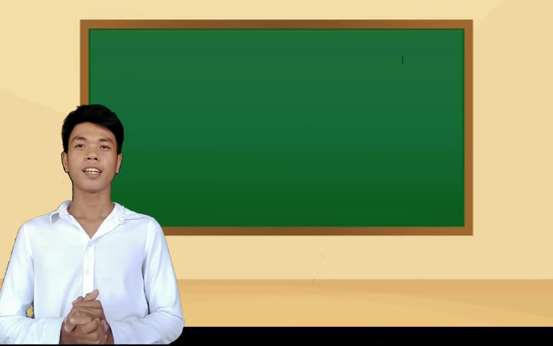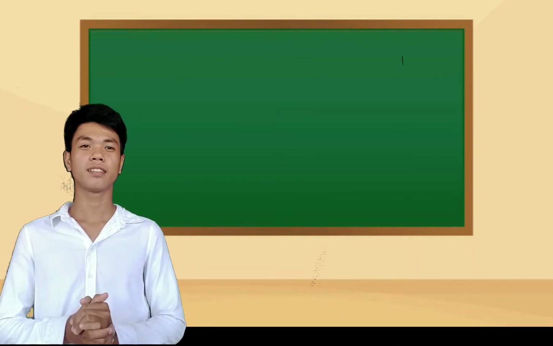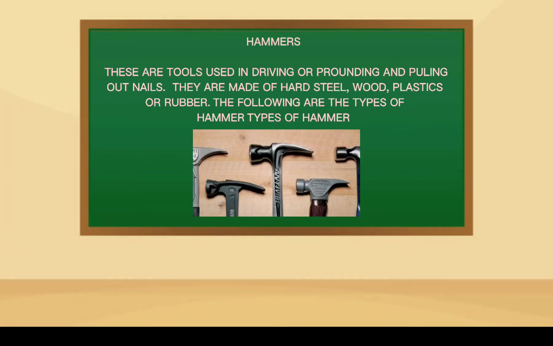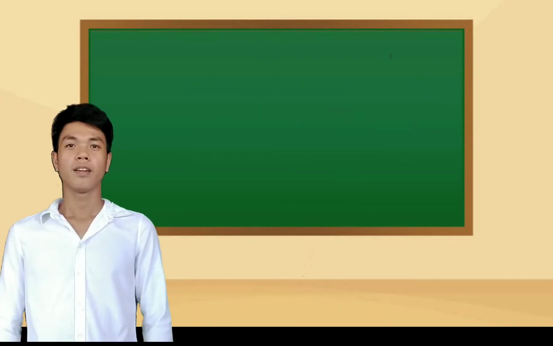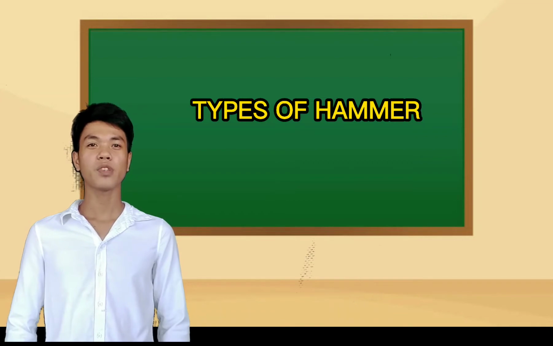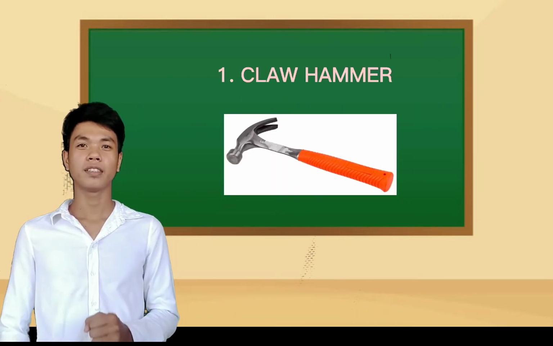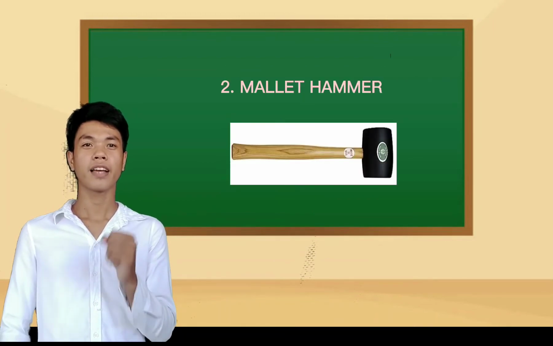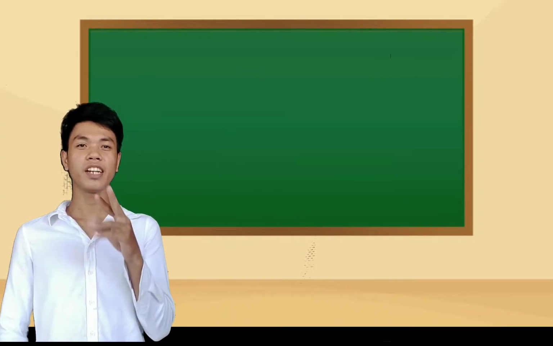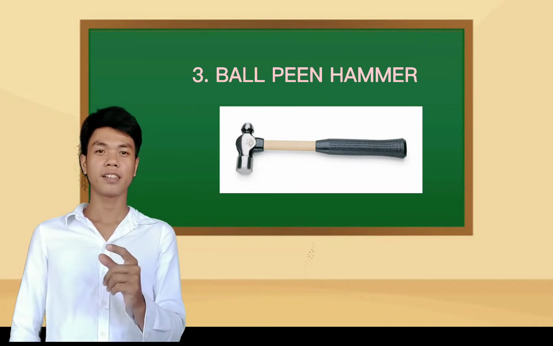And next, let's go to hammers. Hammers. These are tools used in driving or pounding and peeling out nails. They are made of hard steel, wood, plastics or rubber. The following are the types of hammers. Number 1. Claw hammers. Number 2. Mallet hammers. Number 3. Ballpen hammer.